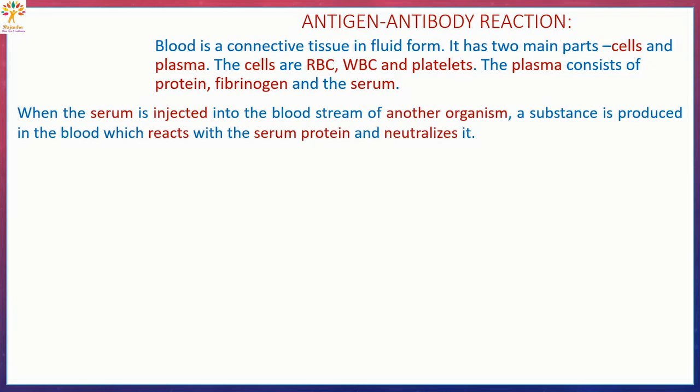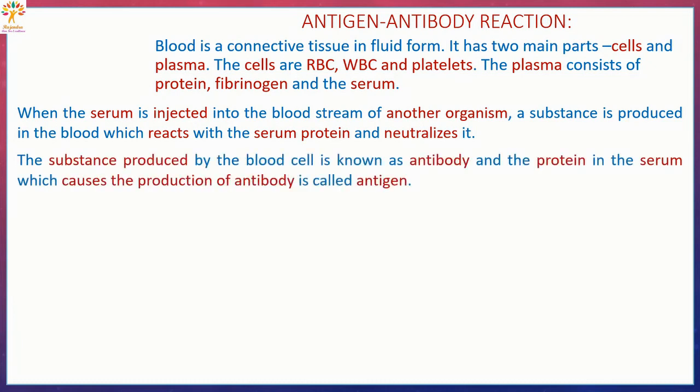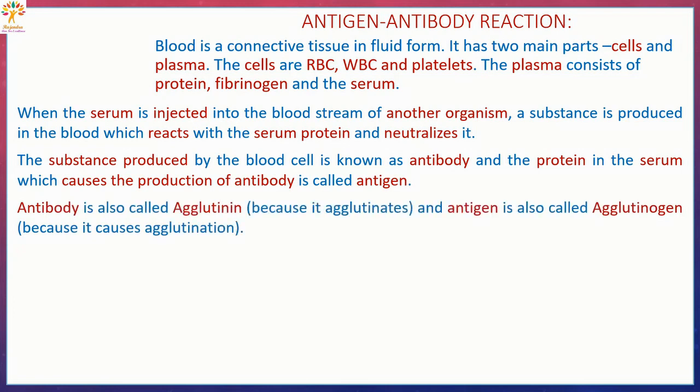When the serum is injected or transfused into the bloodstream of another organism, another person, a substance is produced in the blood which reacts with the serum protein and neutralizes it. Now the substance produced by the blood cell is known as antibody, and the protein in the serum which causes the production of antibody is called antigen. So here we have to understand the relation and the production of antibody and antigen.